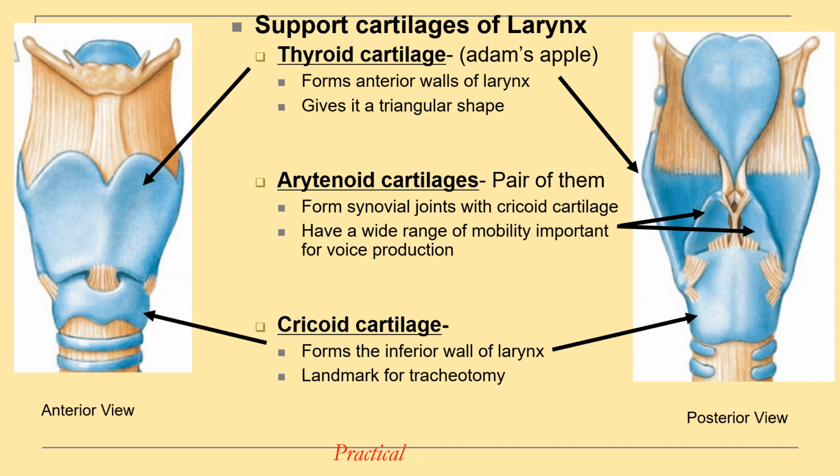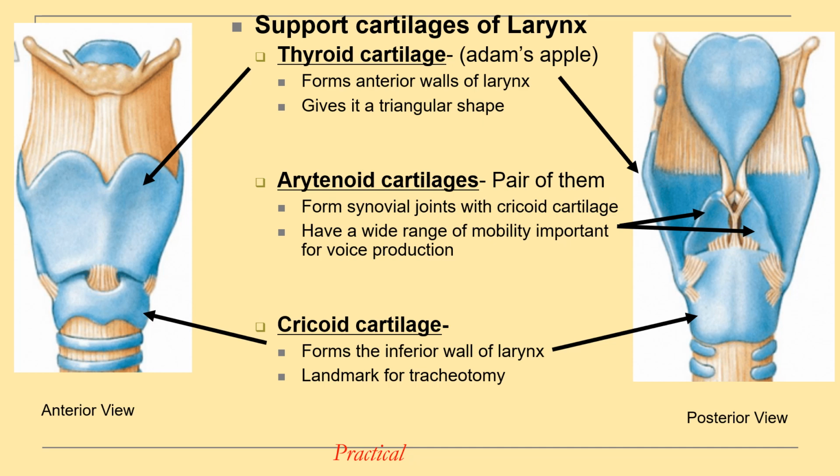Now, beneath that, really kind of on the back side, if we jump over to the posterior view, I've got my arytenoid cartilages, and there are two of them. They form joints. They have a wide range of motion, which becomes important for voice production. So with arytenoid, I always think of arachnoid because they kind of look like little spider fangs to me. And so when I see that, I think, oh, the spider fangs, arachnoid, arytenoid. I can make that leap.